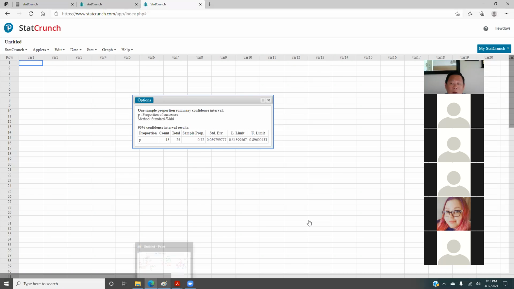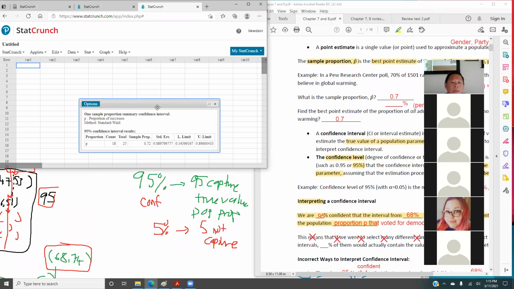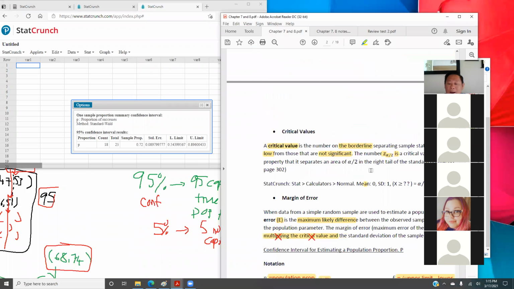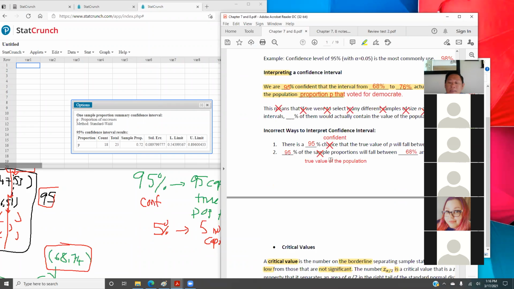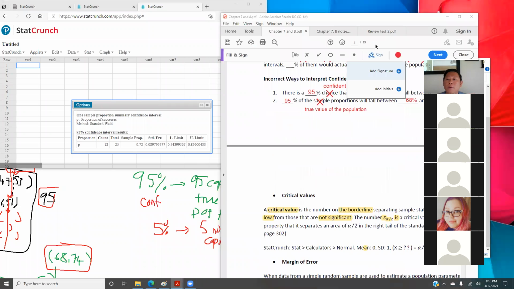In this case, by looking at your StatCrunch, your lower limit is 54.4%, and the upper limit is 89.6%. This is what we call a confidence interval, and we know 72% is your p hat.